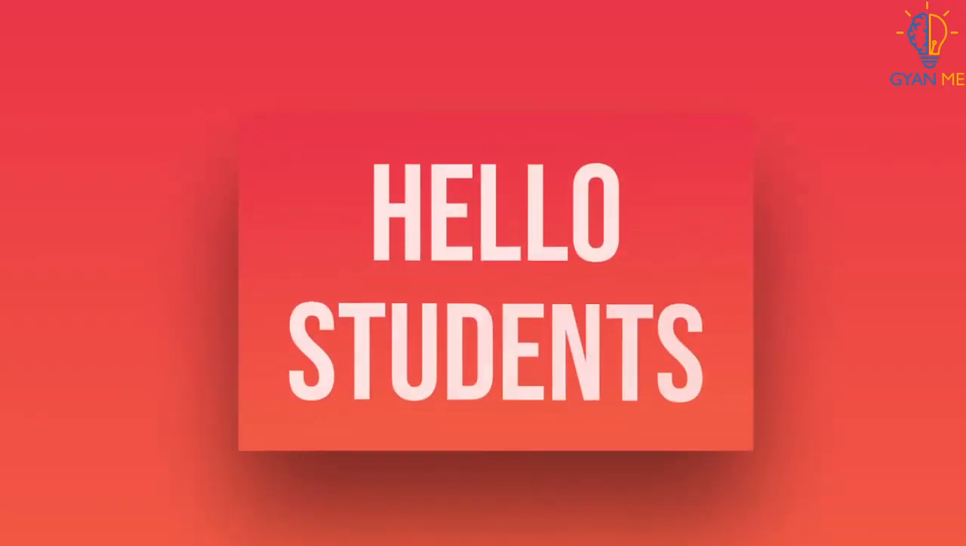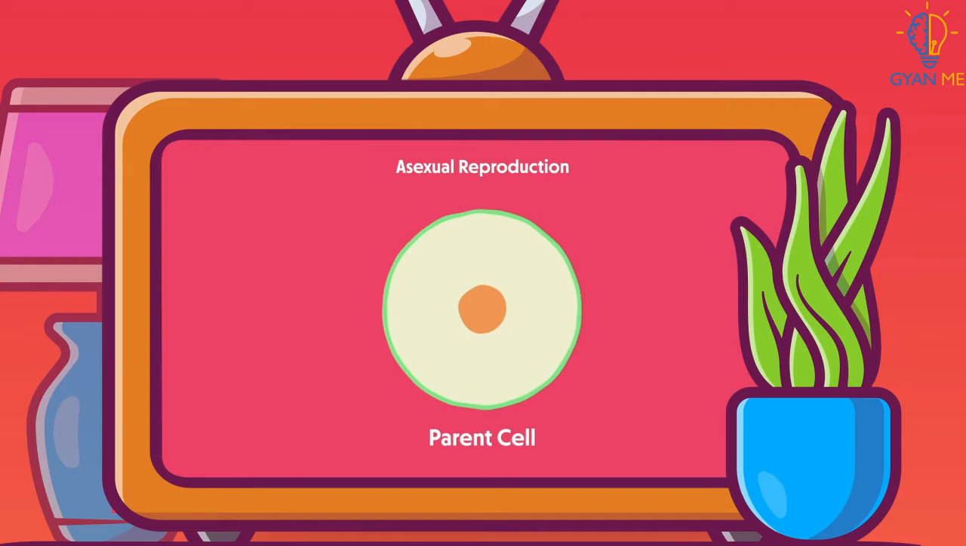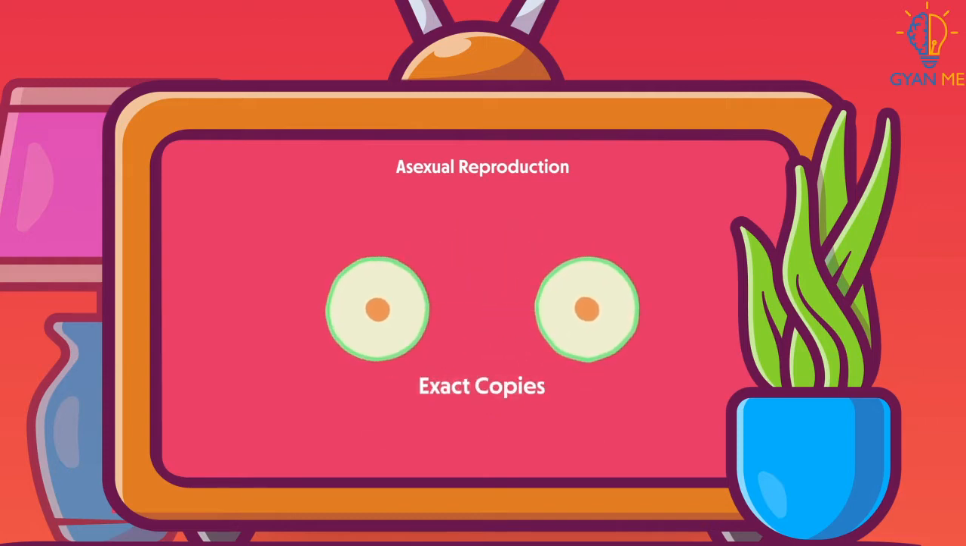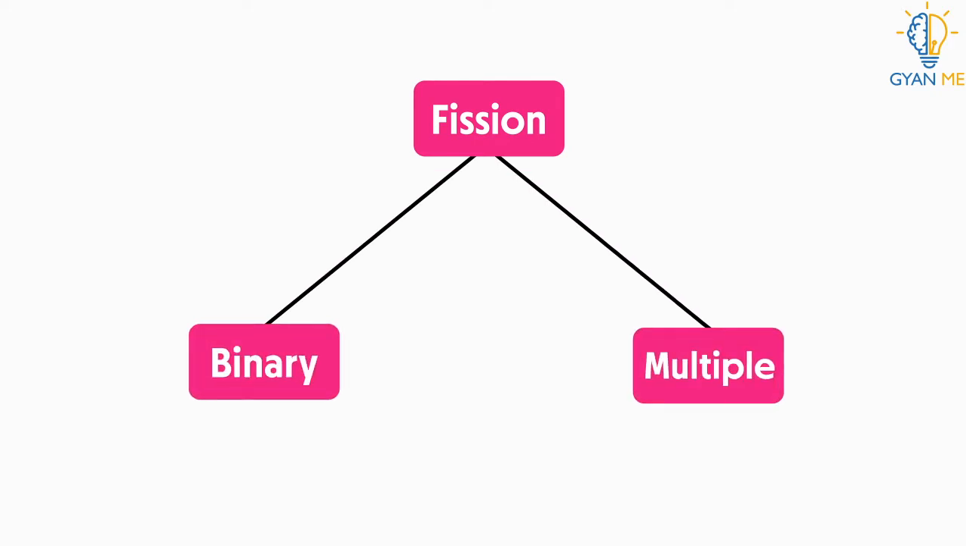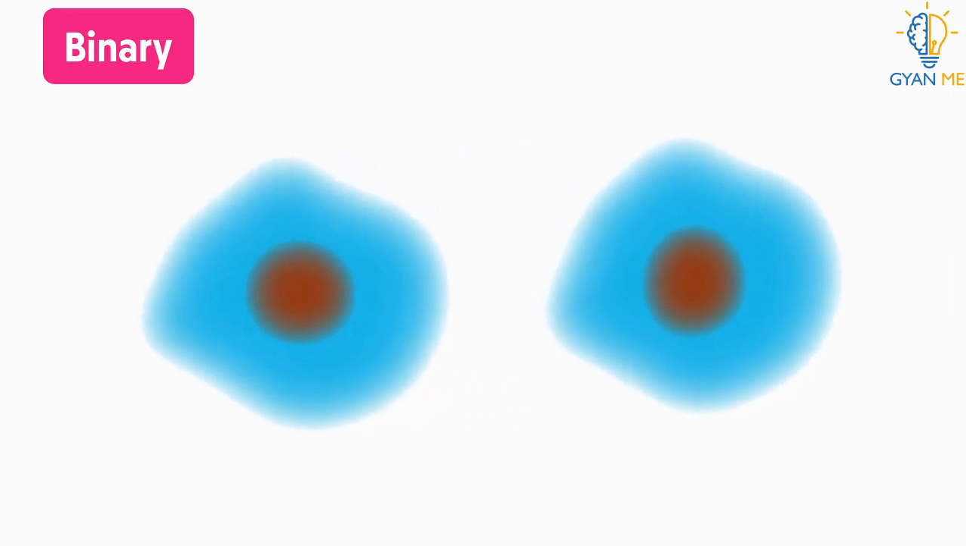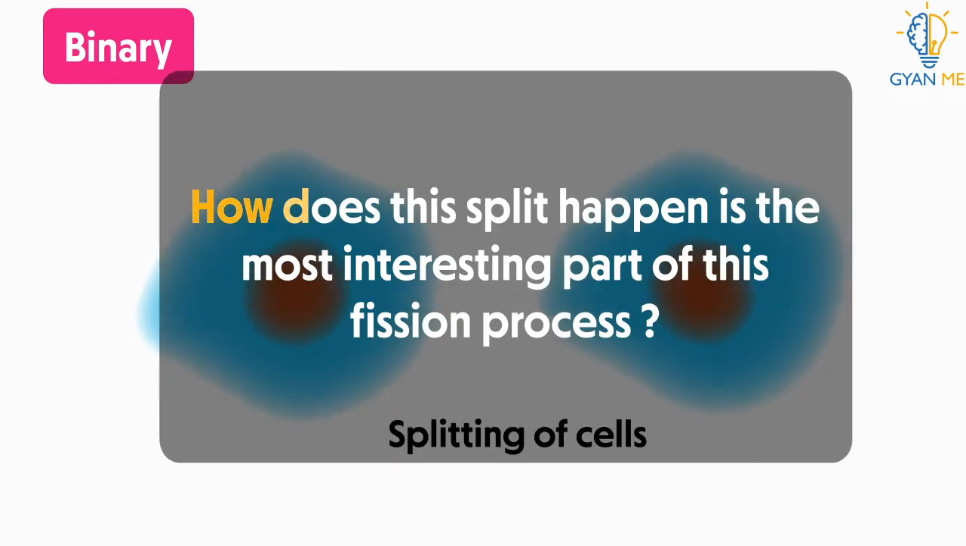Hello students! In our previous video, we learned that fission is one of the methods of asexual reproduction. Fission can be of two types, binary and multiple. In binary, one cell splits into two cells. I just said that the last step of binary fission is splitting of cells. But how the split happens is the most interesting part of this fission process.